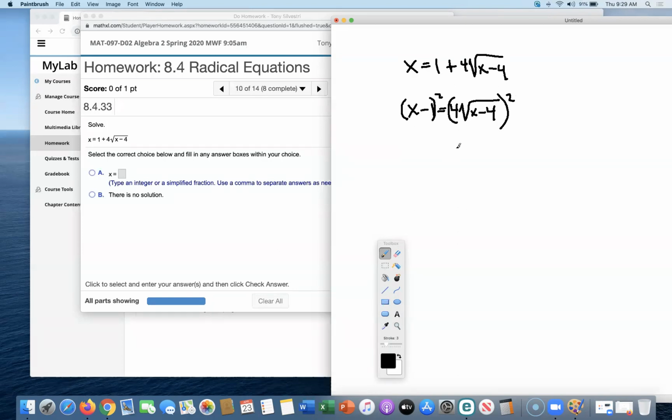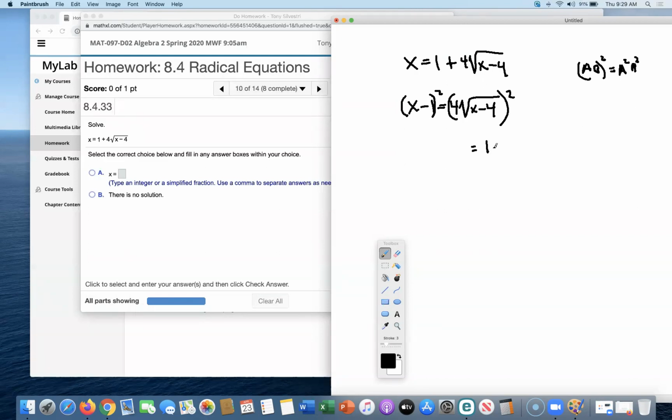Okay, square both sides. So if I could put the equals over here, I need a little space. See, when you've got two things that are multiplied, A times B, squared means you square the A. See, there's no FOIL here. There's no plus. You just square the A and you square the B. So I'm going to square the 4 to give you 16.